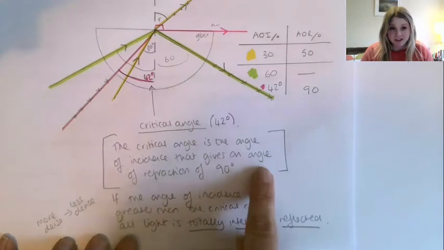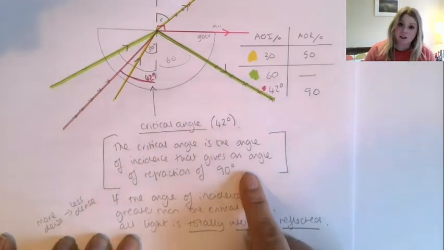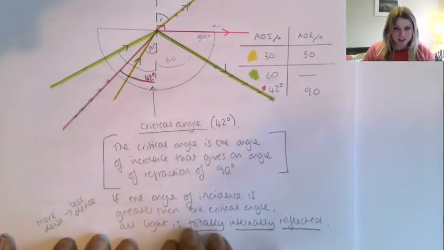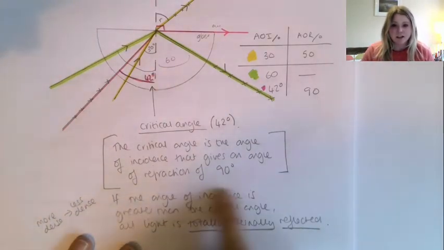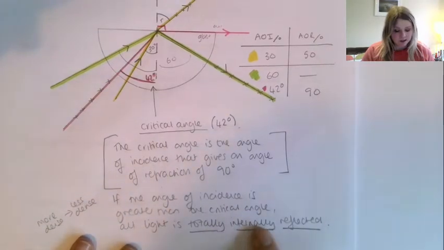So this here would be the definition of critical angle. So the critical angle is the angle of incidence that gives an angle of refraction of 90 degrees. And then we just made a note of what the conditions are that are necessary for total internal reflection to happen. So if the angle of incidence is greater than the critical angle, all light is totally internally reflected.